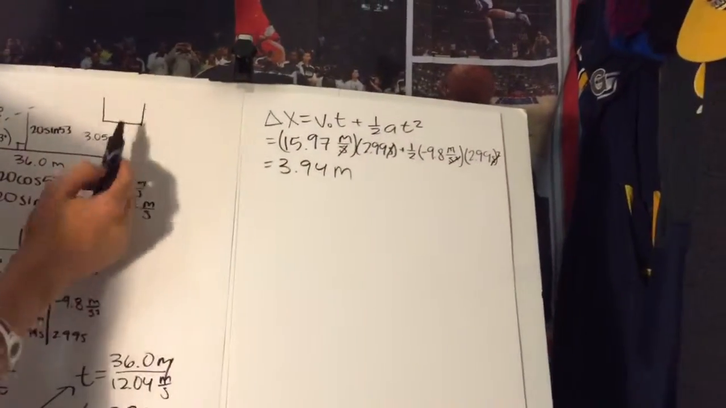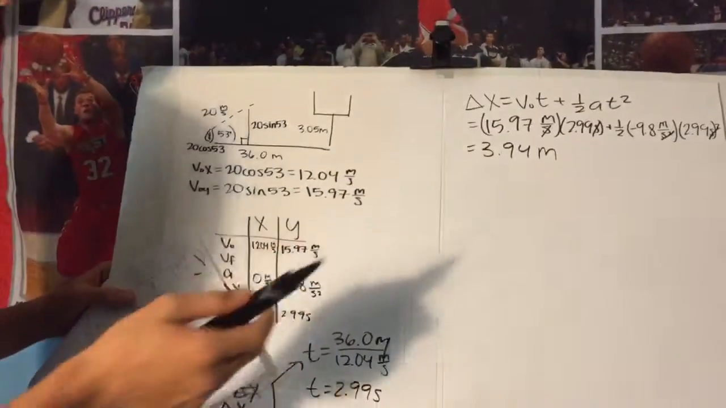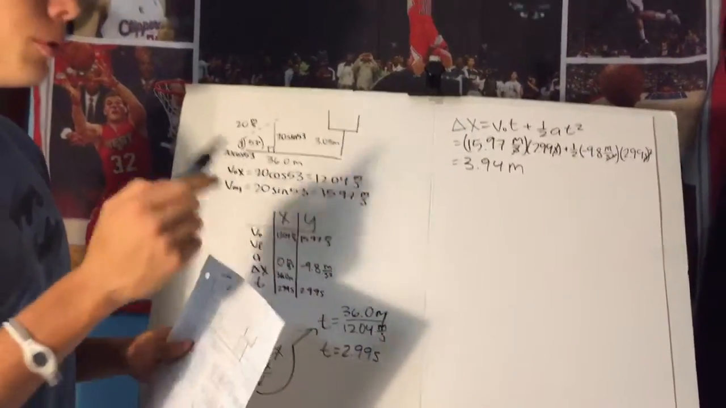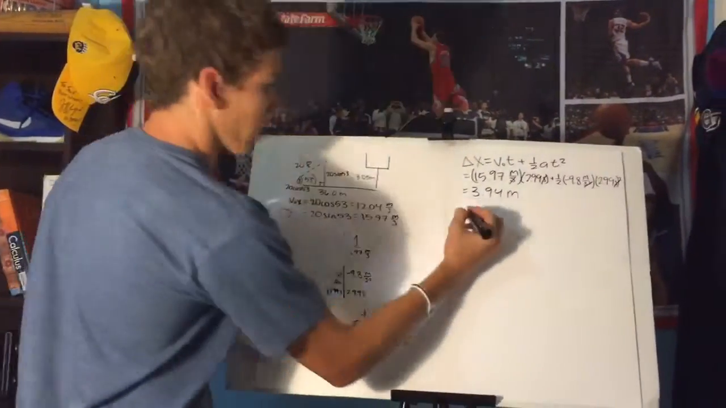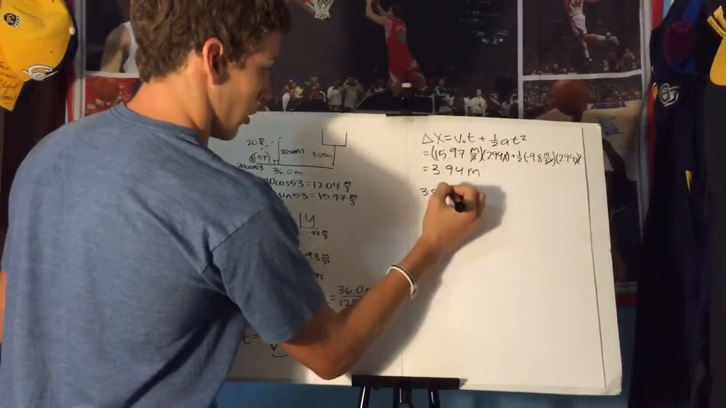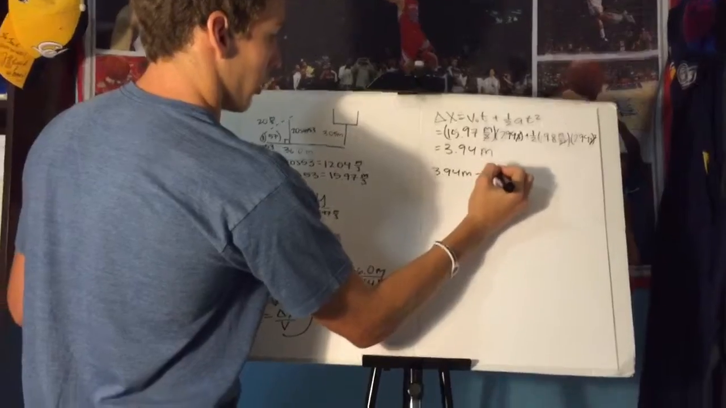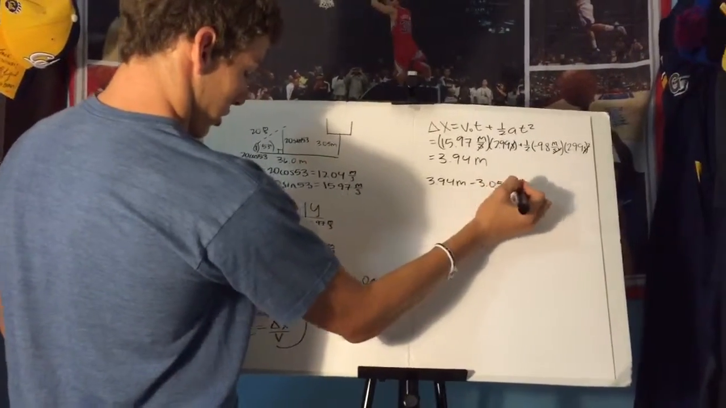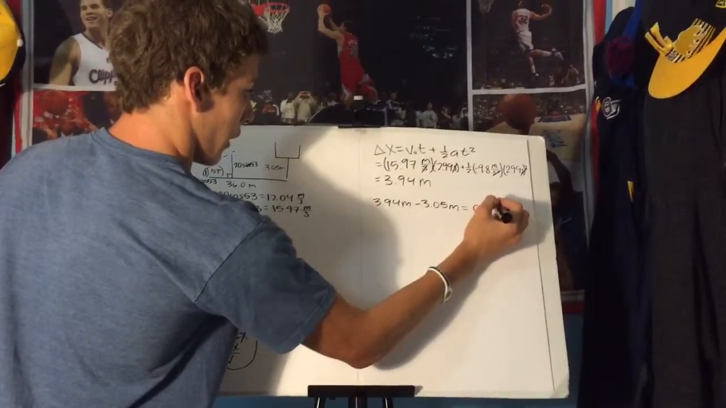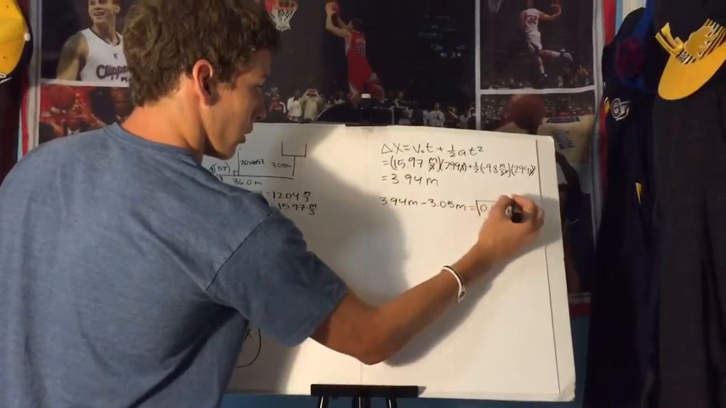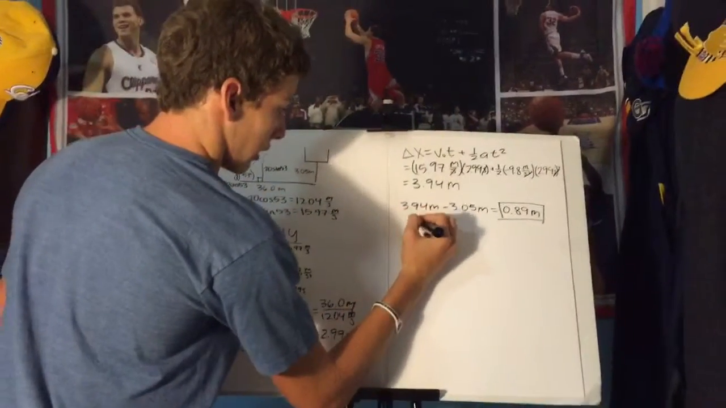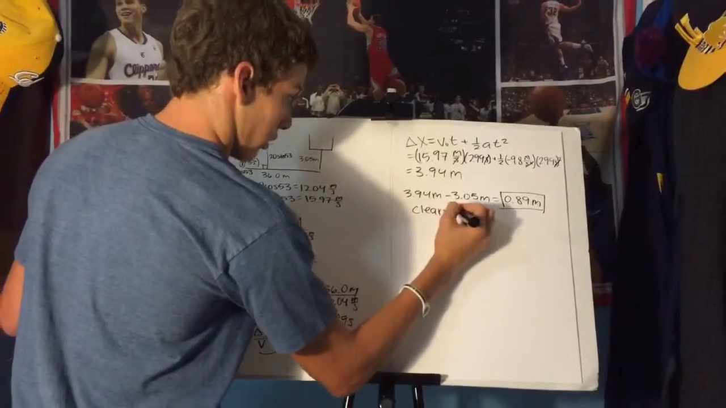So with this, we know that the football is going to cross over the goalpost, so it's going to make it in. But we want to find how far over the goalpost it actually crosses. So this is just simple subtraction. You just subtract this by this, so 3.94 meters minus 3.05 meters. And that's going to be 0.89 meters. So that's your answer for part A, and it clears the crossbar.